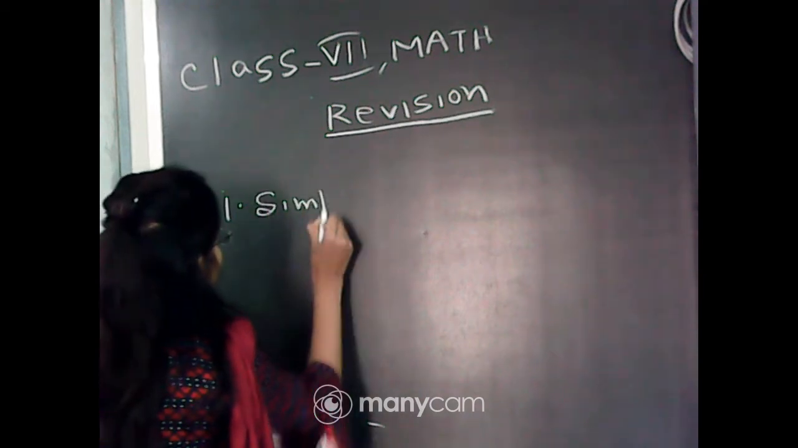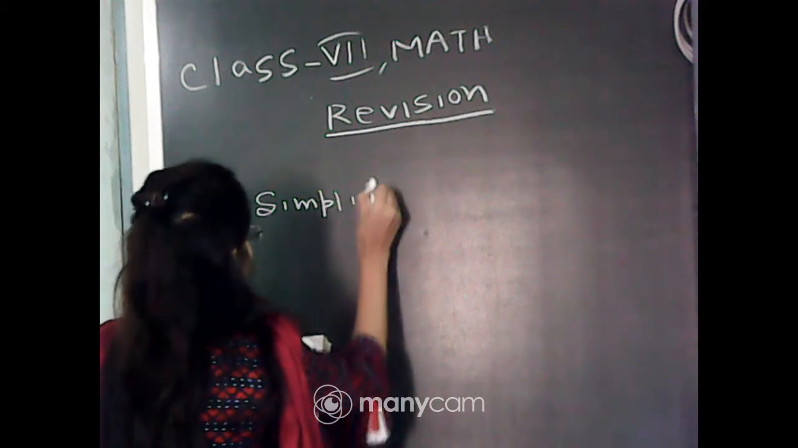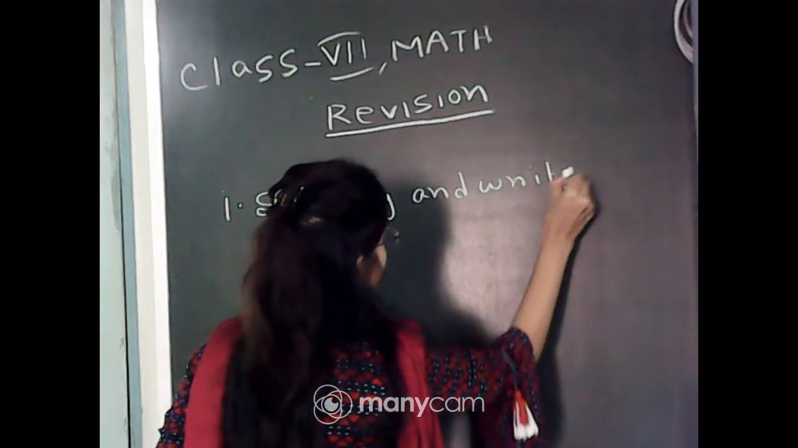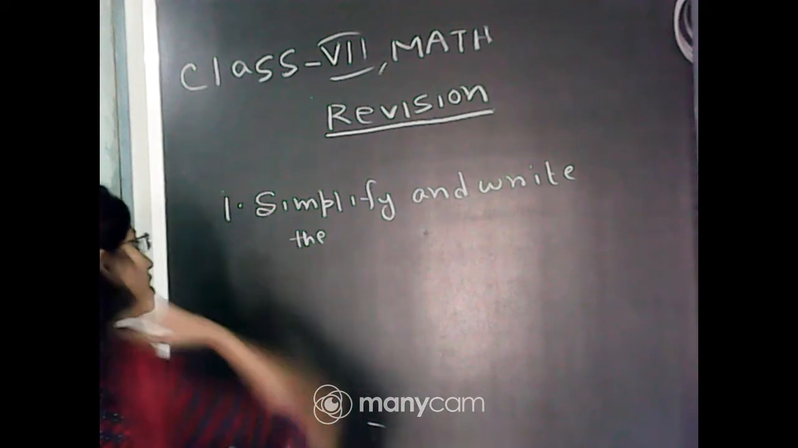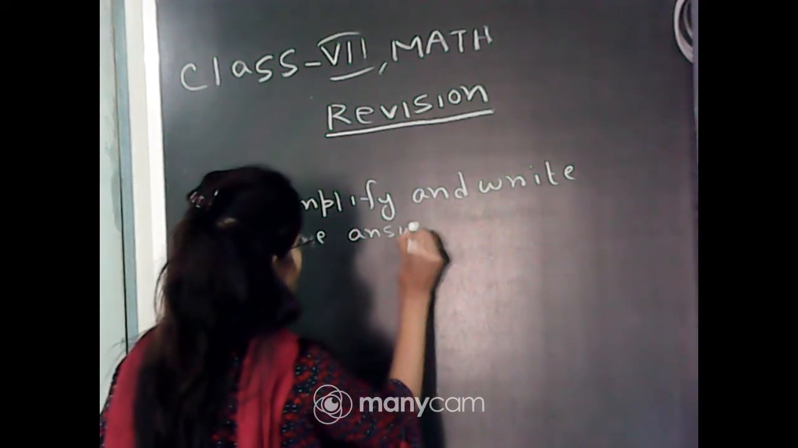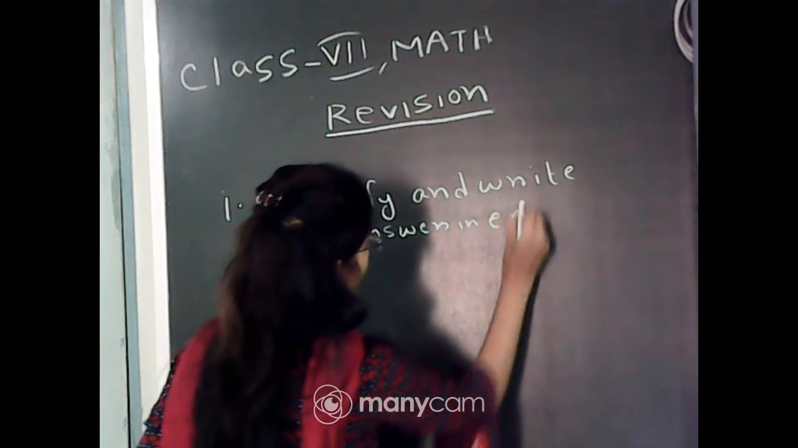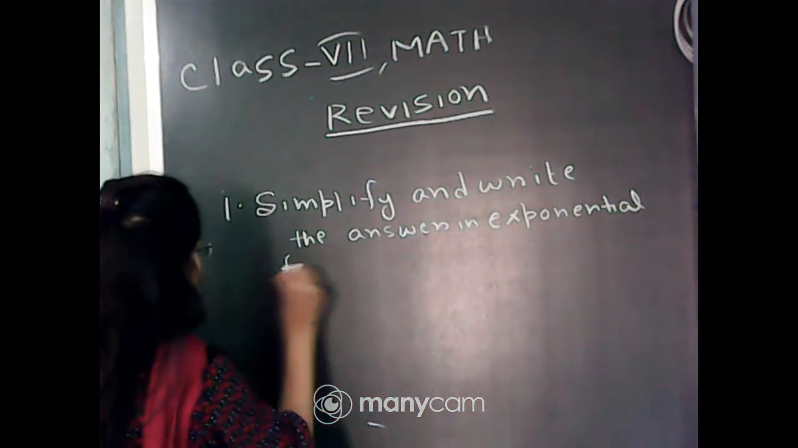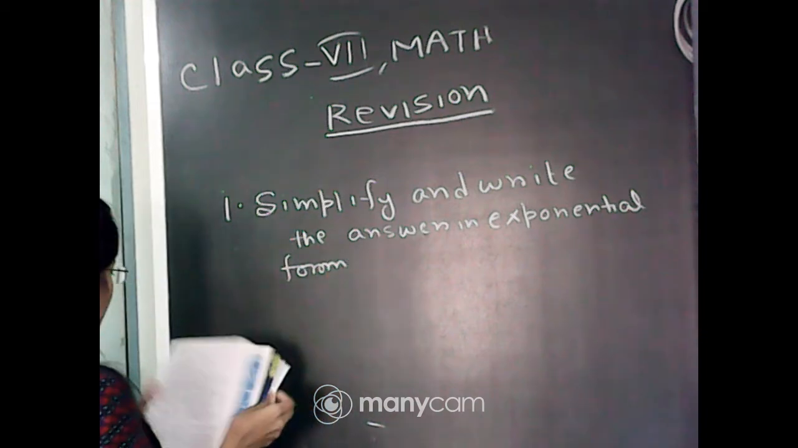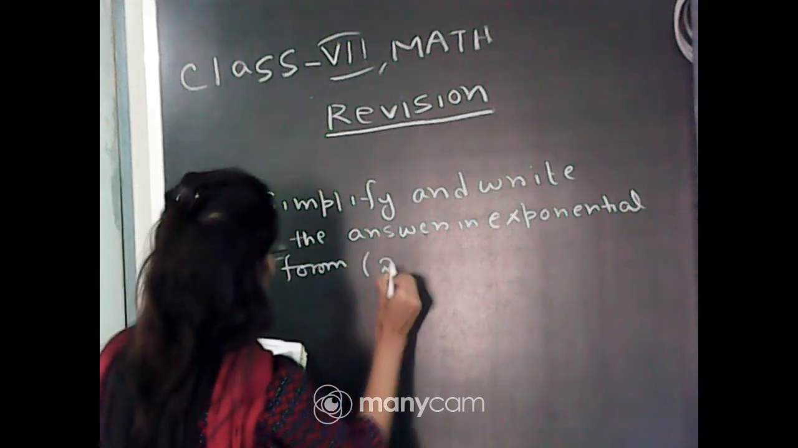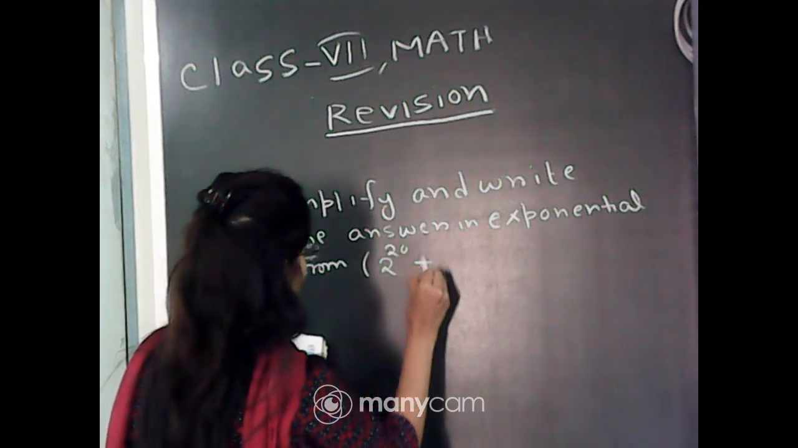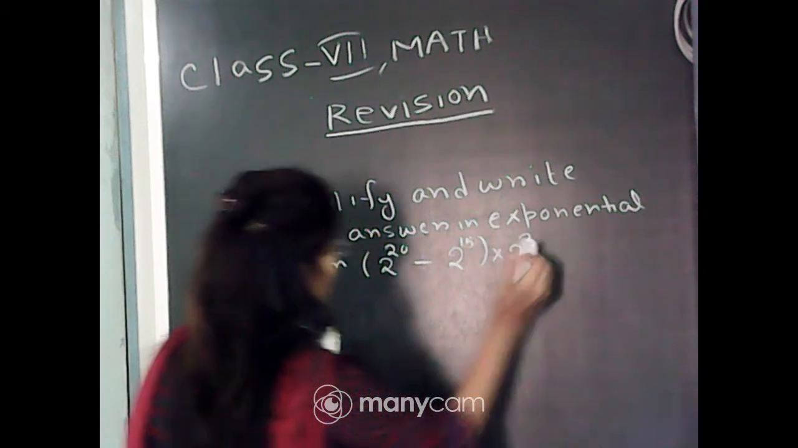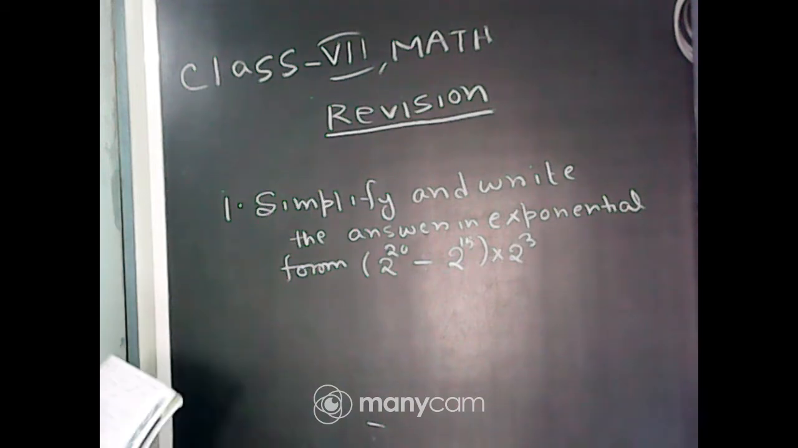Simplify and write the answer in exponential form. 2 to the power 20 divided by 2 to the power 15 into 2 cube. This is from the chapter exponents and powers.